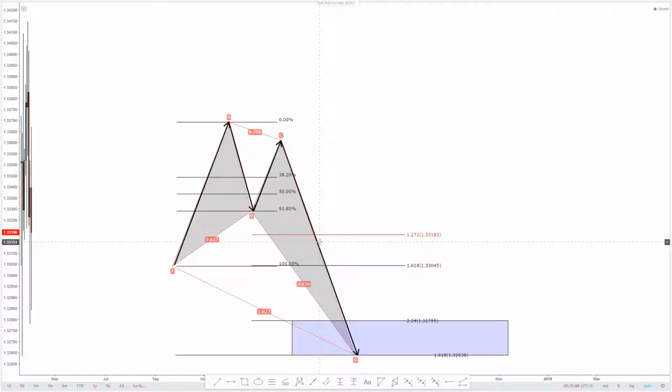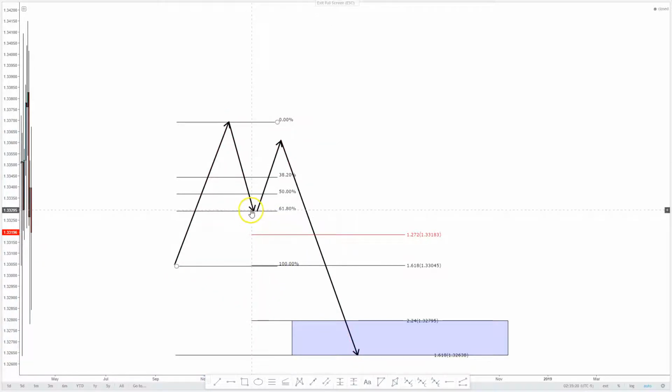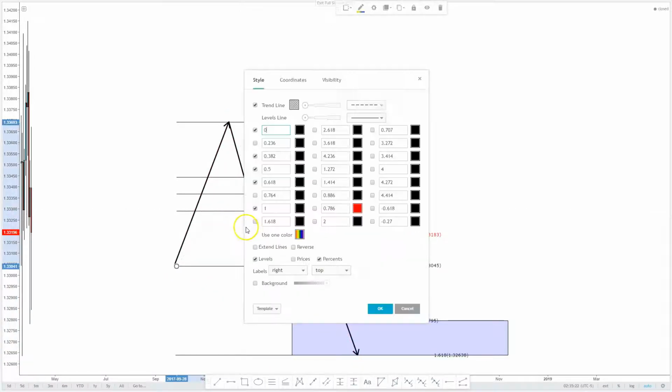What's the difference with a bullish deep crab? Basically, the B point is just way deeper. Let's erase this and start over. Let me add in the 886 for this initial up move. If I measure this initial up move, let me erase everything else.